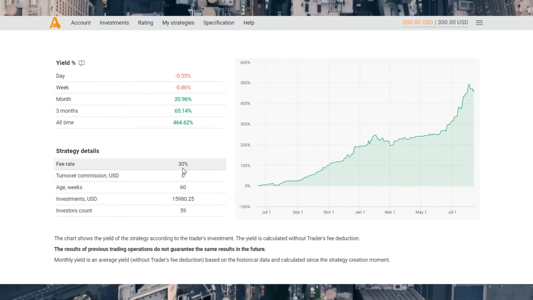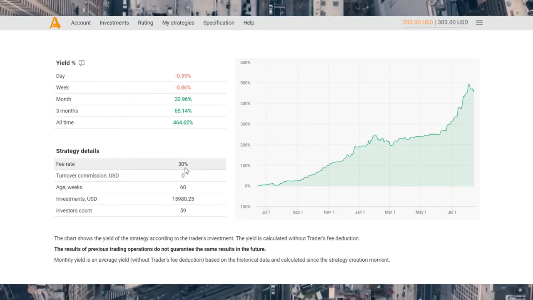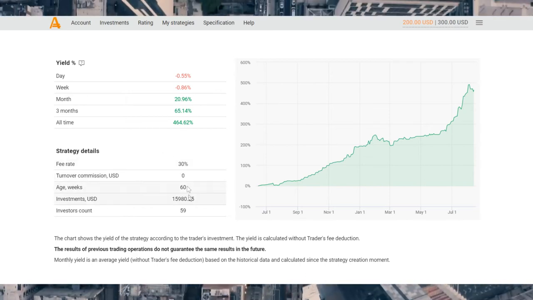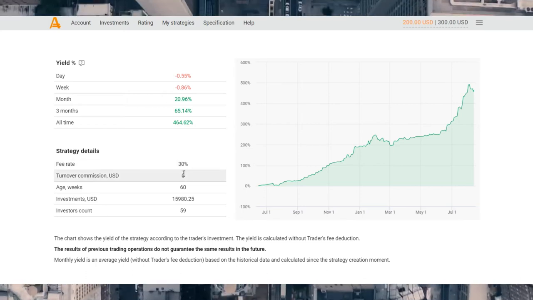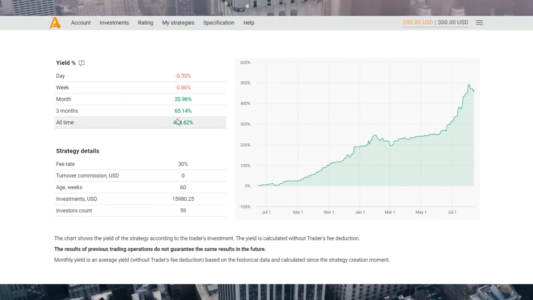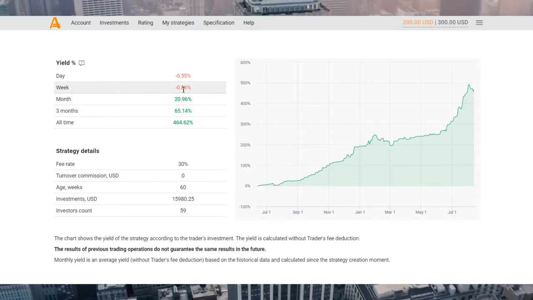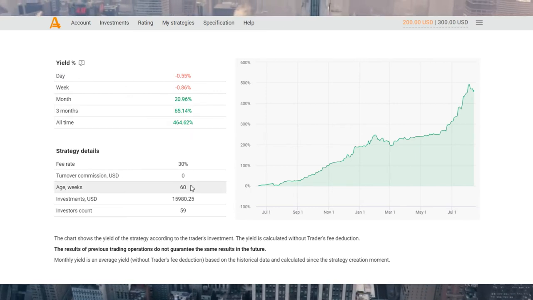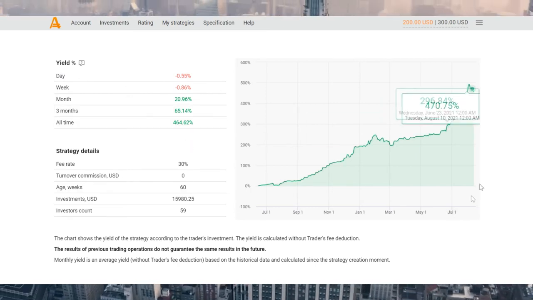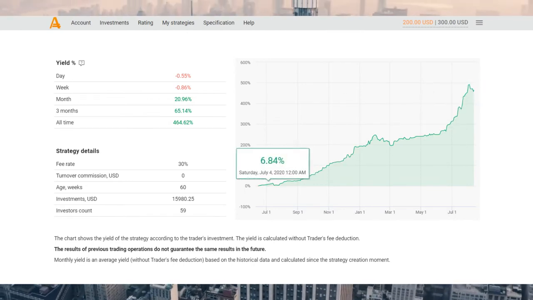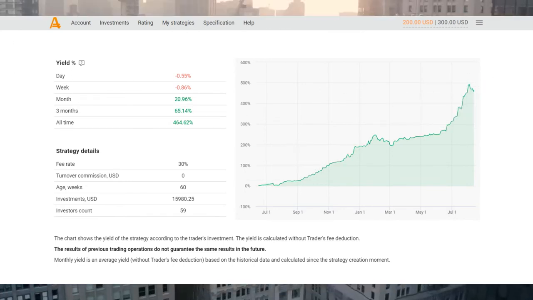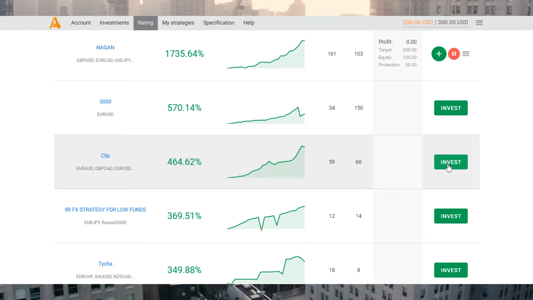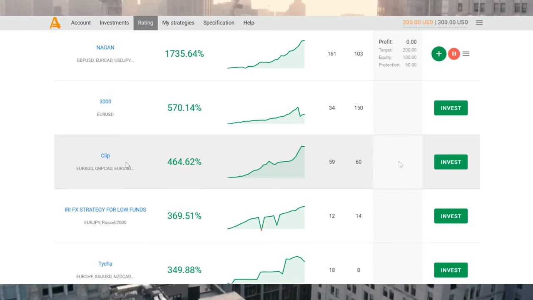The fee rate is 30%, so the manager takes 30%, and my income will be 70%. That's okay for me. There has been income all the time, three months of income, and this week was a bad week for the Clip strategy, but it's okay if we look at the total. So I'm in, and I'm investing $100. I think I have a decision. I will invest another $100 in the Clip strategy.